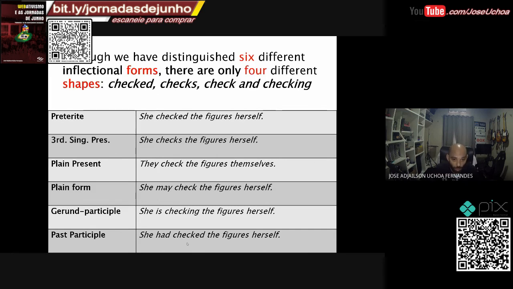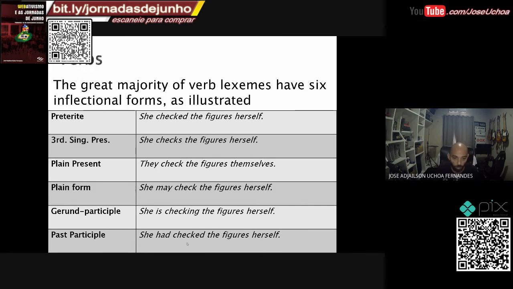Although we have distinguished 6 different inflectional forms, 6 different forms, 1, 2, 3, 4, 5, and 6: preterite, singular present.